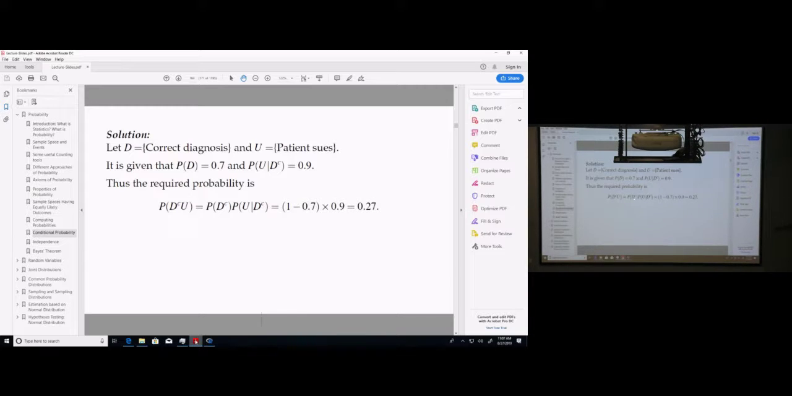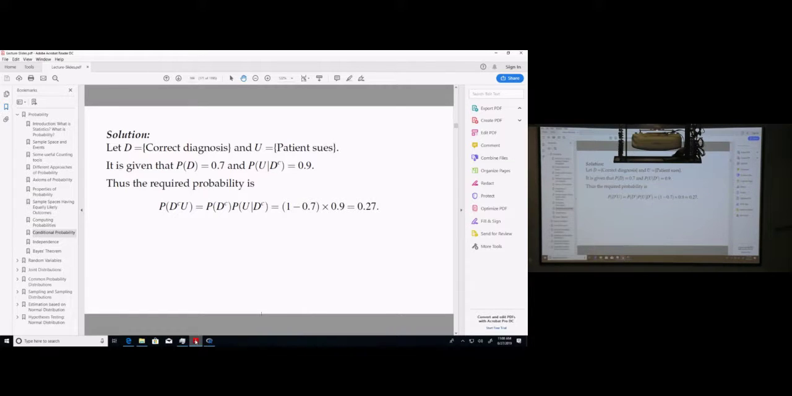So we calculate the probability that the doctor will make an incorrect diagnosis, and then with this, it is conditioned on the fact that he makes the wrong decision. And so this is the opposite of making the correct diagnosis. So it would be 1 minus 0.7 here, and so this worked out to be 0.27.